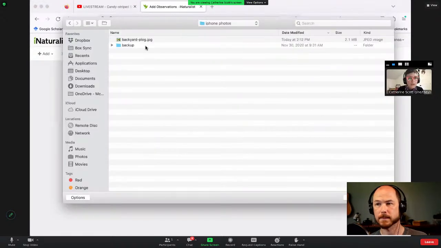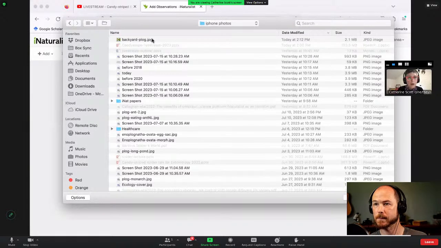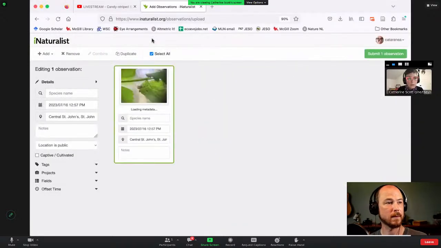So I'm going to go here. I have set up this backyard photo to be ready to go. This is a photo of a candy stripe spider that I took this afternoon in my backyard. And you can see that the time shows up. My phone knows when I took this picture. Because I have location services enabled, my phone also knows exactly where this picture was taken.